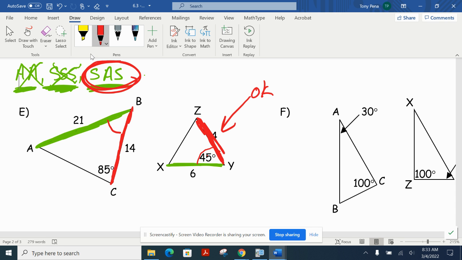All right, so in this case, this is another instance where we would say, no, these are not similar triangles. We don't have enough information to prove either one of these little theorems here. So that is a no.